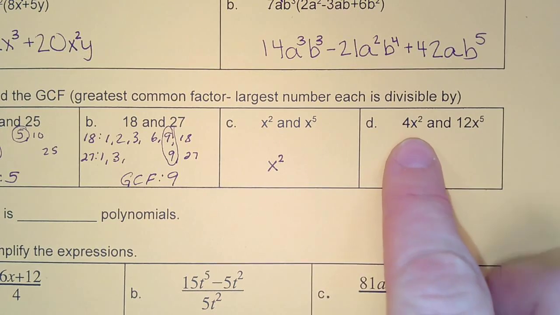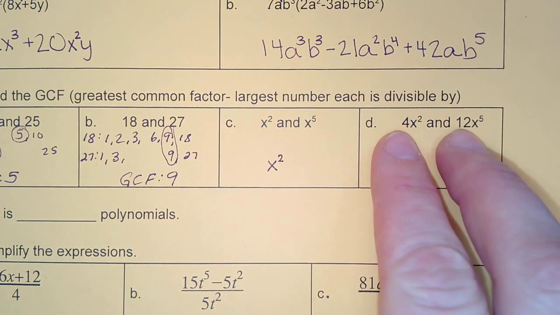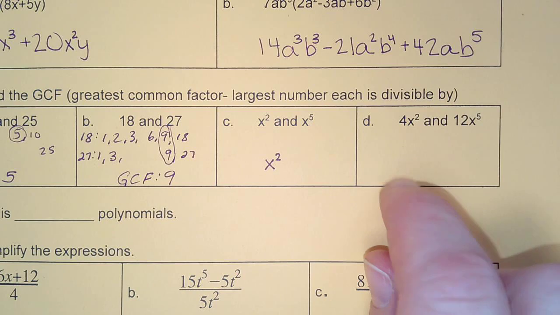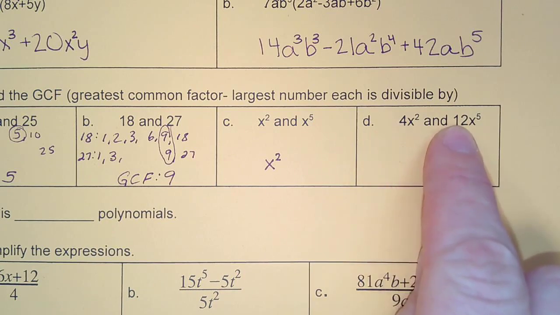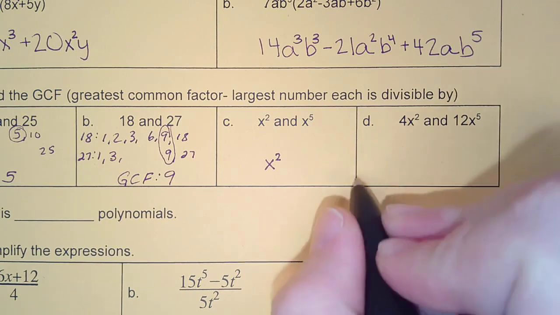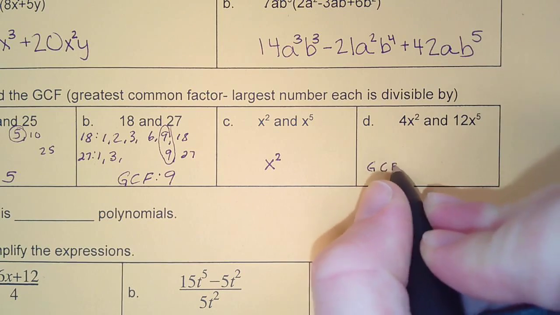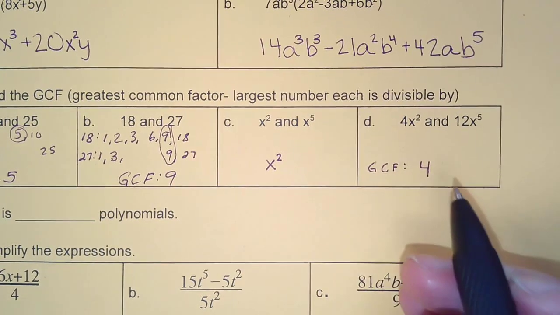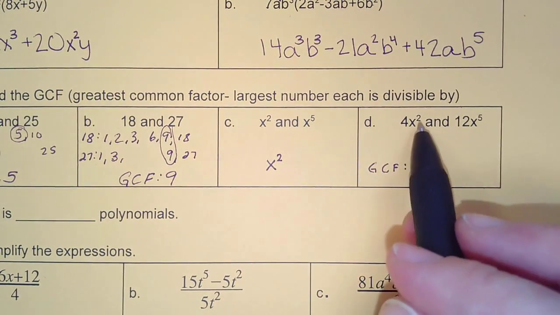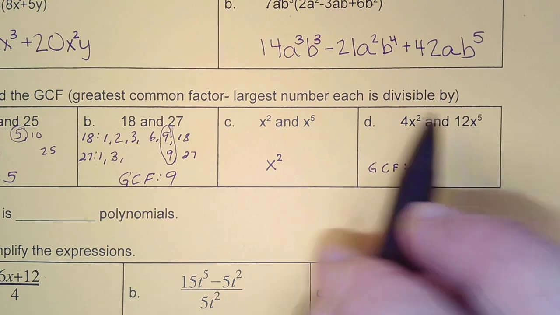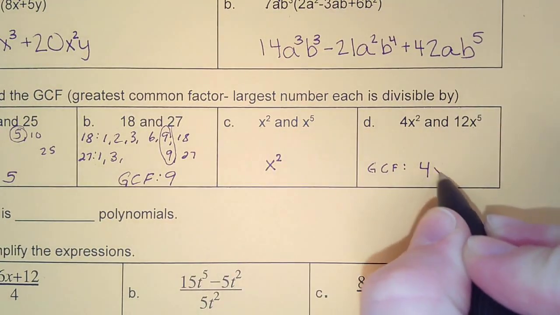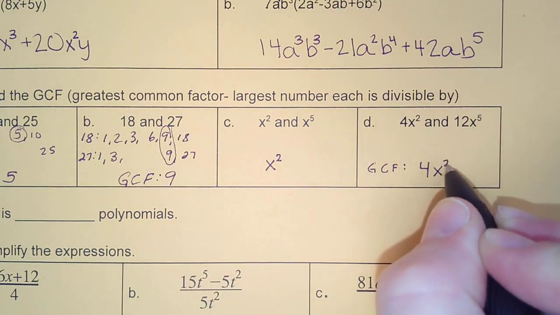So here we have whole numbers that we can divide out. So the largest number that I can divide out of 4 and 12, they're both divisible by 4. So the GCF would be 4. And then talking about our x's, this one has 2 to give, this one has 5, just like here. So the most I can take from both would be 2 each.